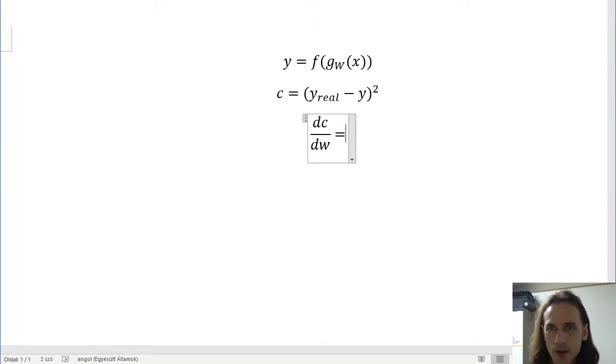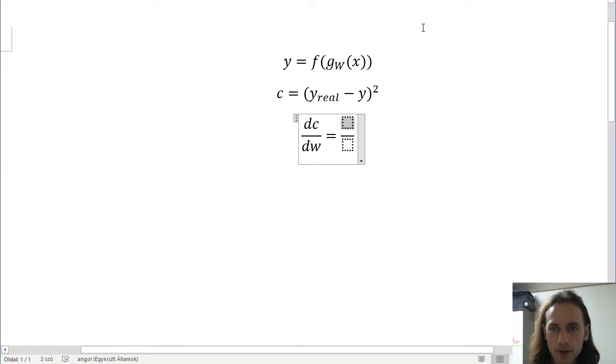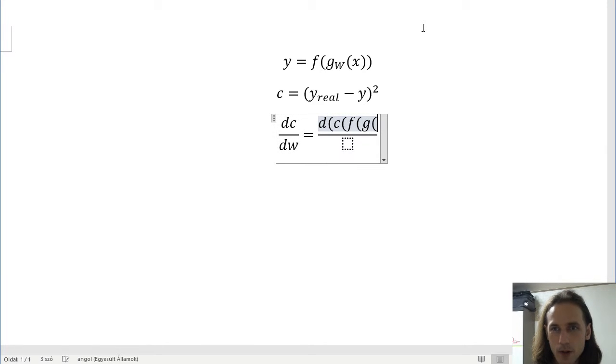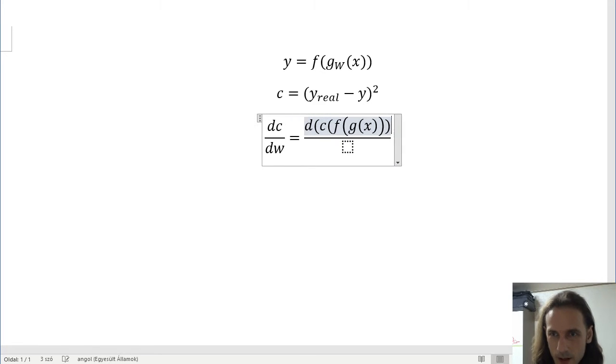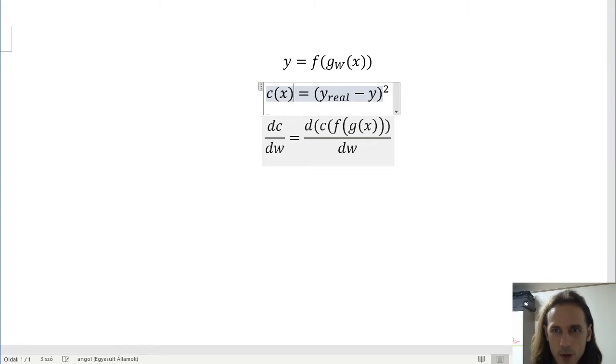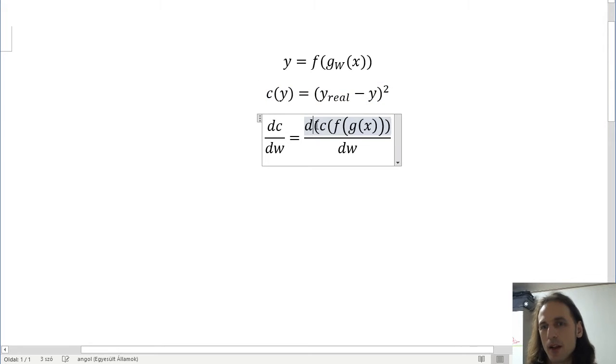So we are going to basically say that the cost function depends on f, and that depends on g of x, and on W. So this cost function depends on the f function. I'll just say it's a function c of y.